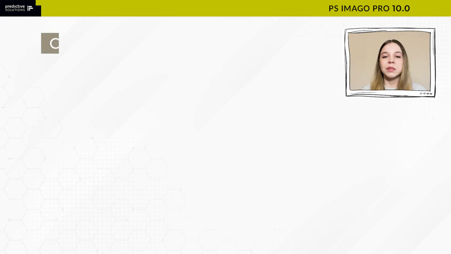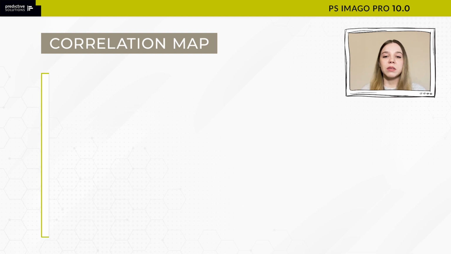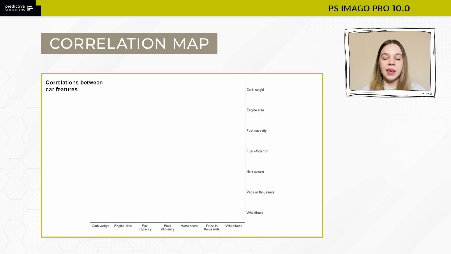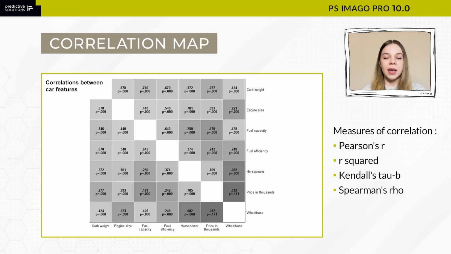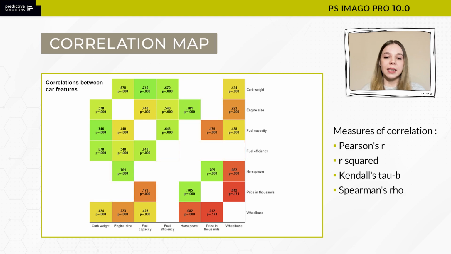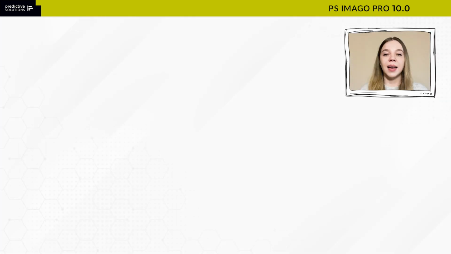Another new feature is the correlation map. It allows us to present the relationships between multiple pairs of features in a single chart. We have a choice of 4 measures of correlation: Pearson's R, R-squared, Kendall's tau-b, and Spearman's rho. The strength of the relationship between pairs of features is differentiated by color saturation or a red-green gradient. Such a graph facilitates the analysis of large sets of variables, and its readability can be further enhanced by filtering out statistically insignificant correlations.